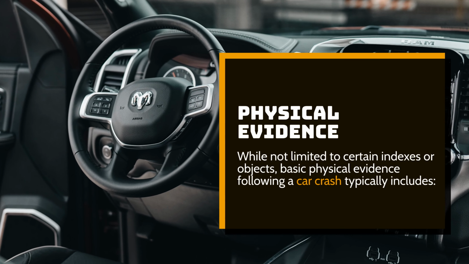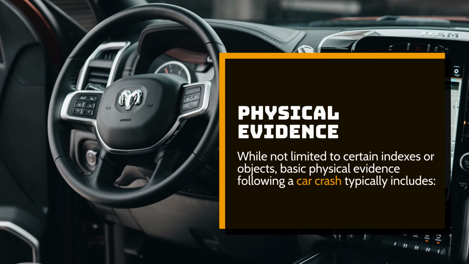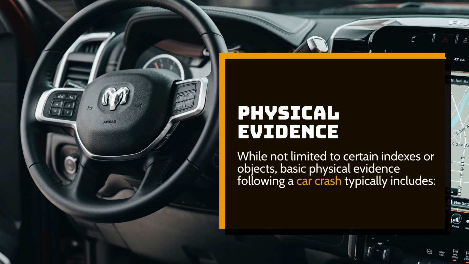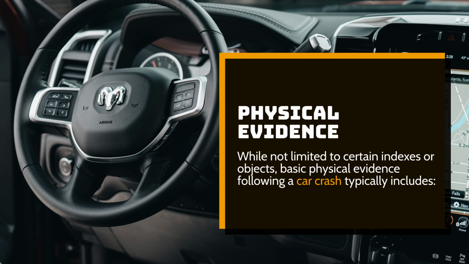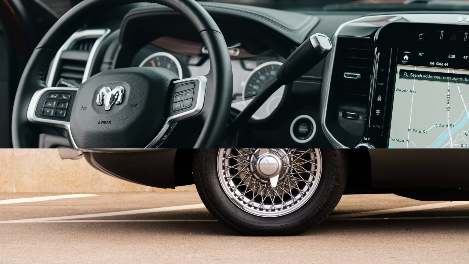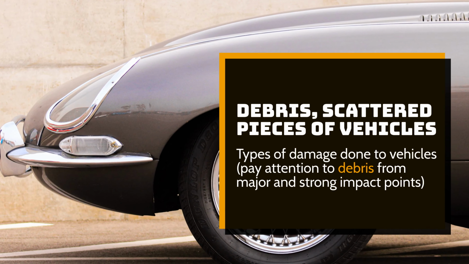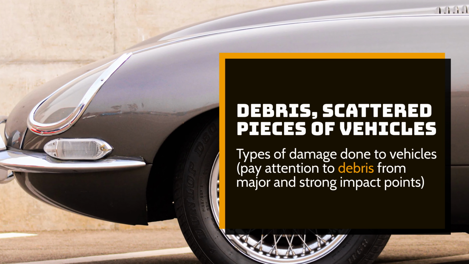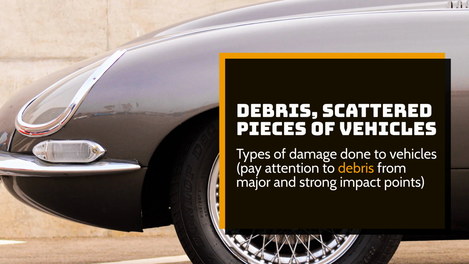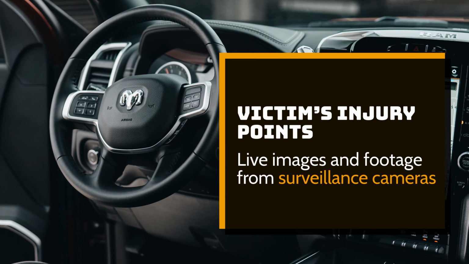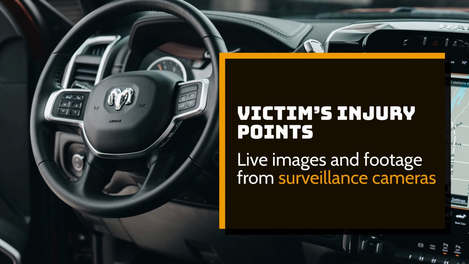Physical evidence. While not limited to certain indexes or objects, basic physical evidence following a car crash typically includes debris, scattered pieces of vehicles. Types of damage done to vehicles. Pay attention to debris from major and strong impact points. Victims' injury points. Live images and footage from surveillance cameras.